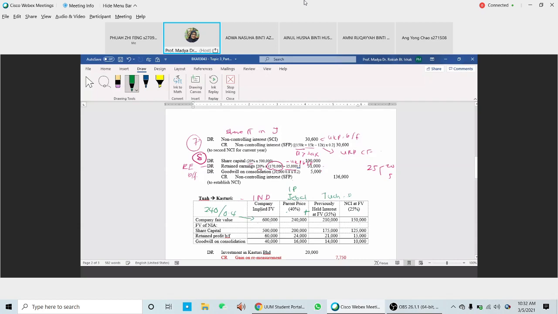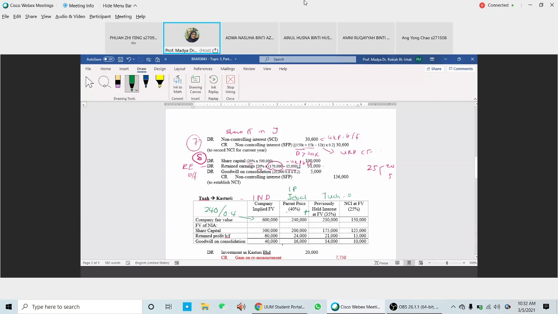Okay, share capital 500, retained profit 60. So the goodwill here is going to be 40. So from that 40 here, we're going to allocate to parents 40, previously held 35, NCI 25. So just times this one, for the share capital times 40, this one times 35, this one is 25. So retained profit, the same thing.